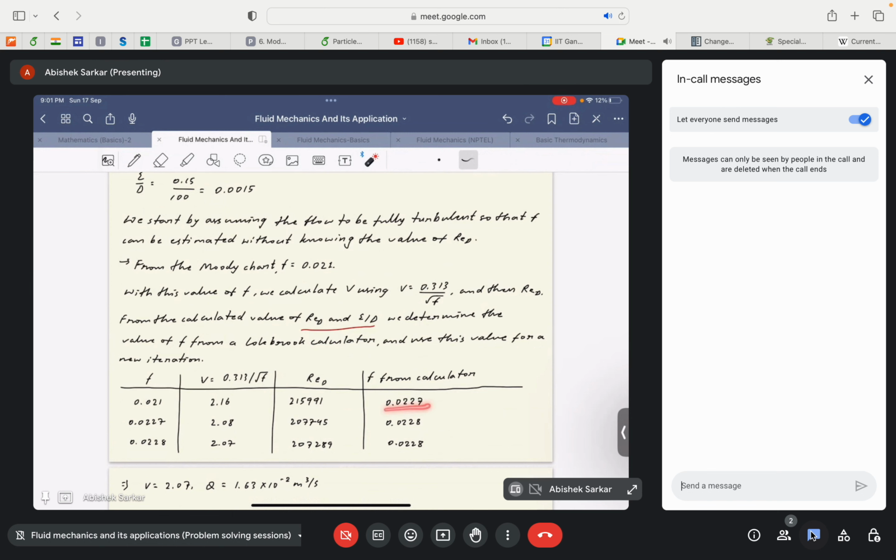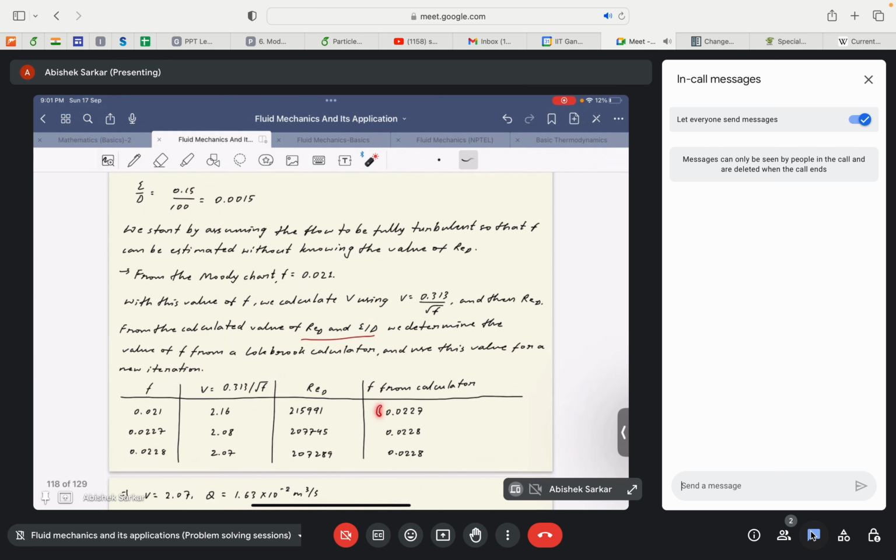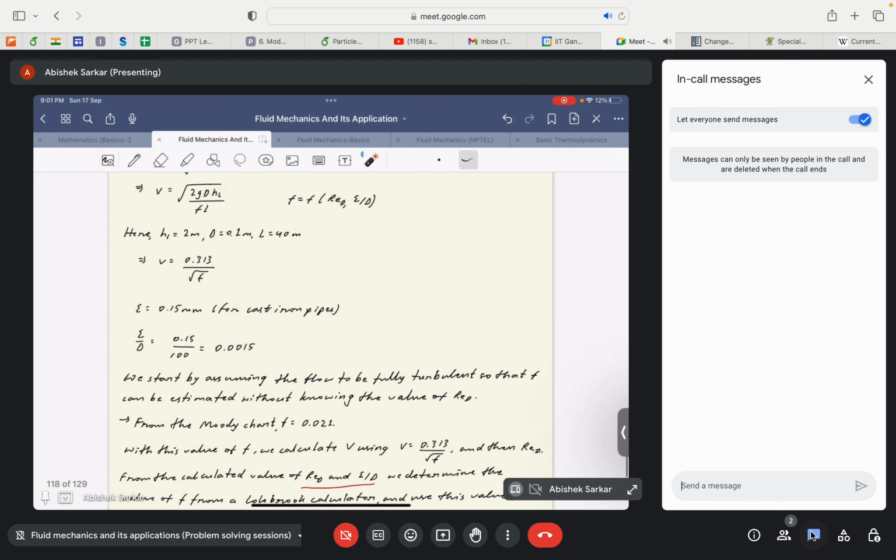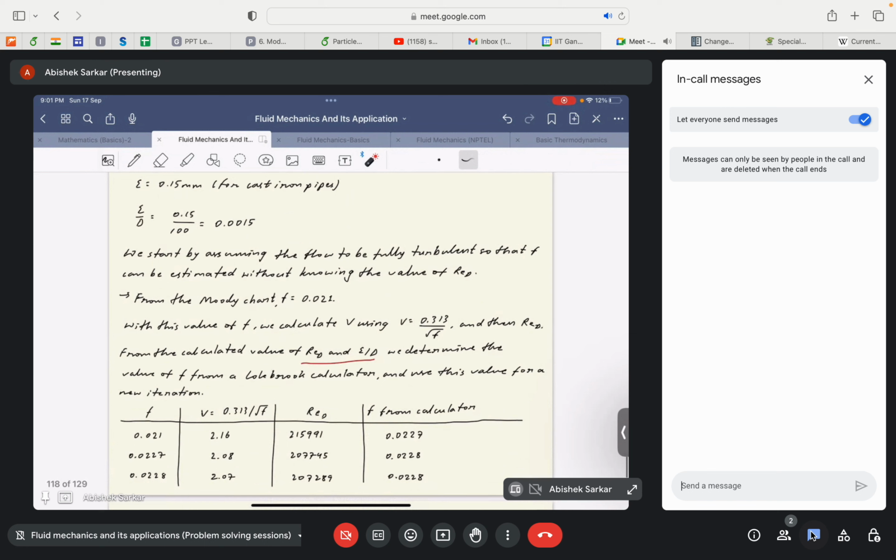Now we repeat the same analysis. We again use this value of F to determine the value of velocity from this equation that we got here. We get that velocity is equal to 2.08 meter per second. From this we determine the value of Reynolds number now. From that we get the value of Reynolds number as 207745.